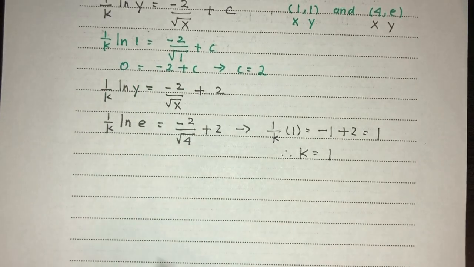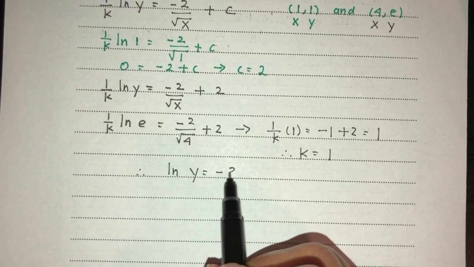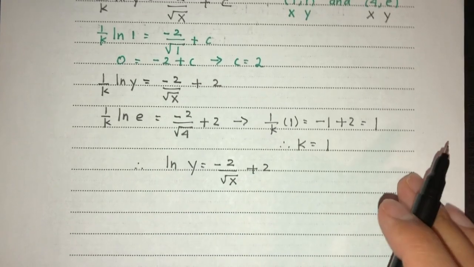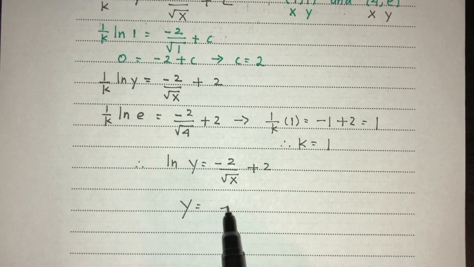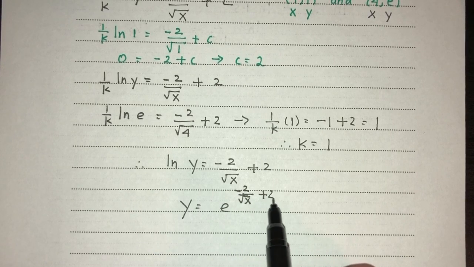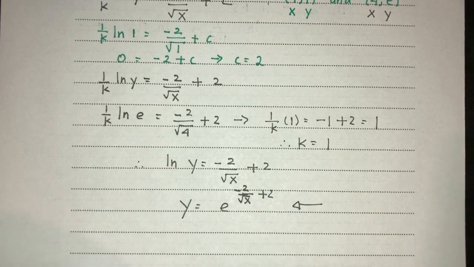Now going back to your equation, you will have ln y is equal to minus 2 over root of x plus 2. So y is equal to exponential of minus 2 over root of x plus 2. That will be your answer of y in terms of x. That will be for part A of your question.